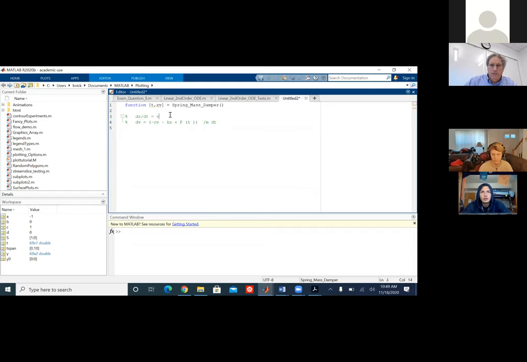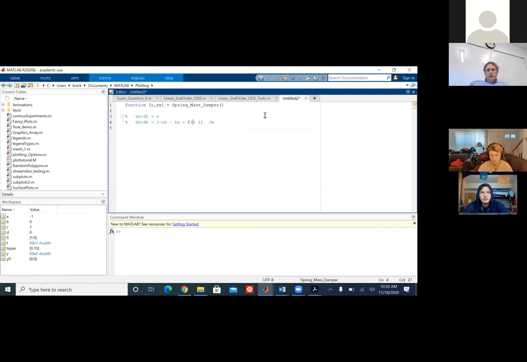I don't know why I copied like that, but anyway, dv/dt equals that. There we go. So from our analysis, the derivative of position is equal to velocity. The derivative of velocity is equal to this stuff: damping, spring, applied force, and mass, divided by mass to make it a first order equation like that.